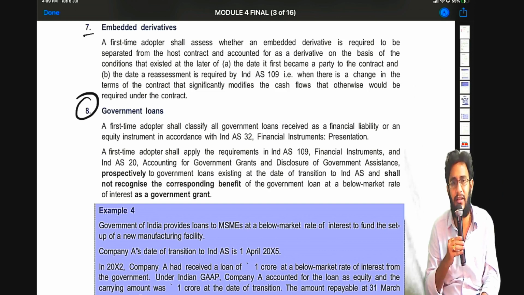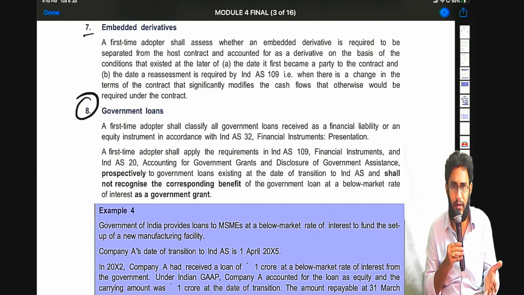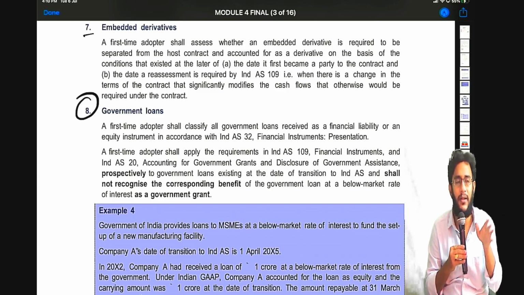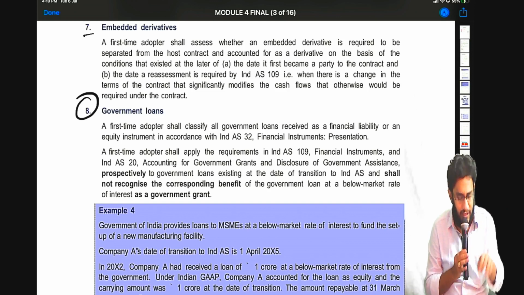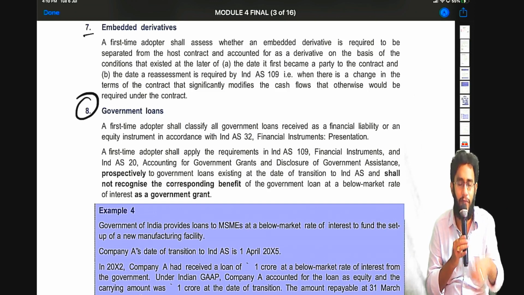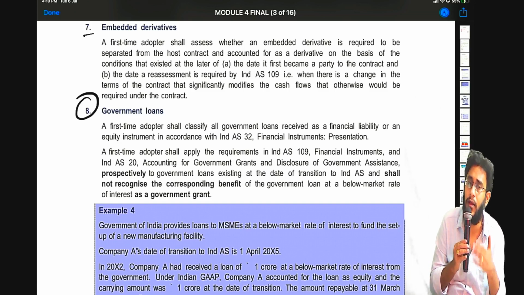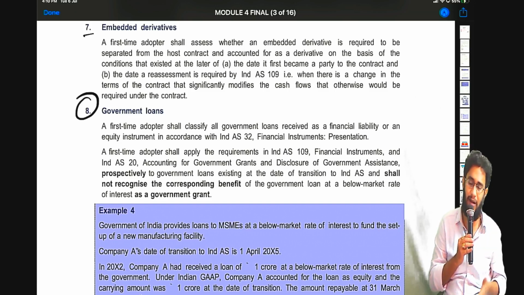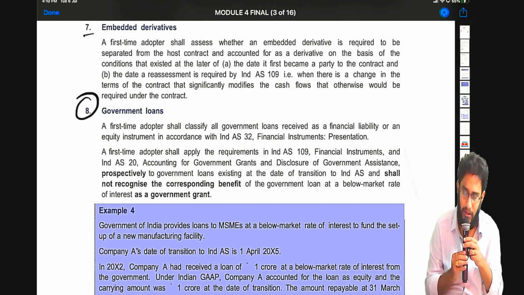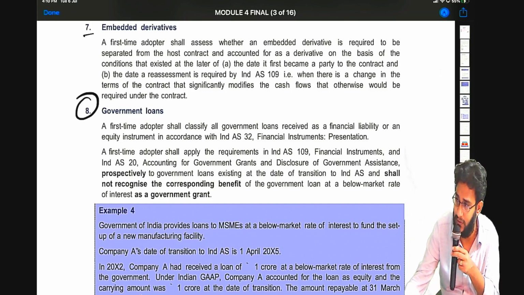On the transition date, you have some host contracts which are having derivative element. See them and split it on the date of transition. From here onwards, you do your Ind-AS 109 accounting. There is no need to do a retrospective accounting for embedded derivatives. But anyway, on that, there are no questions and all, so it doesn't make much of sense for us to discuss that.